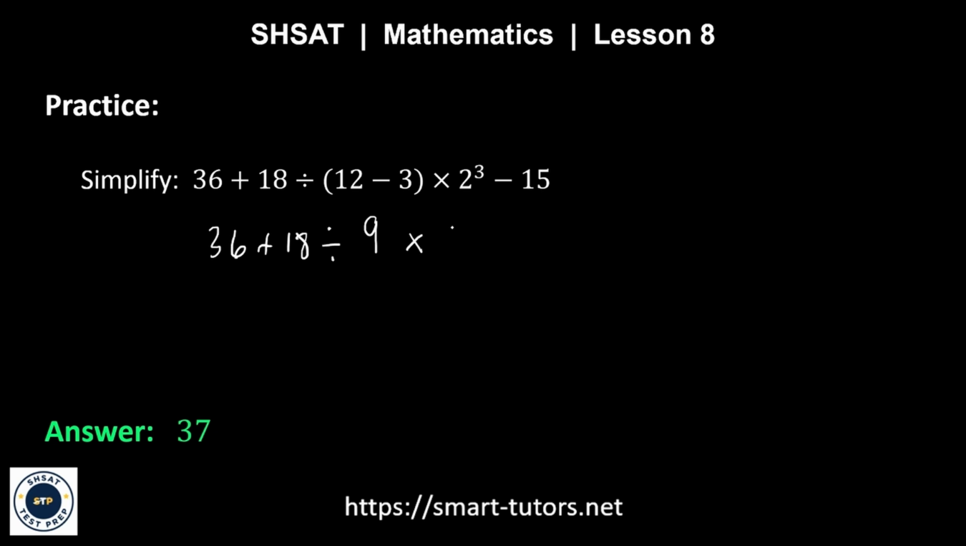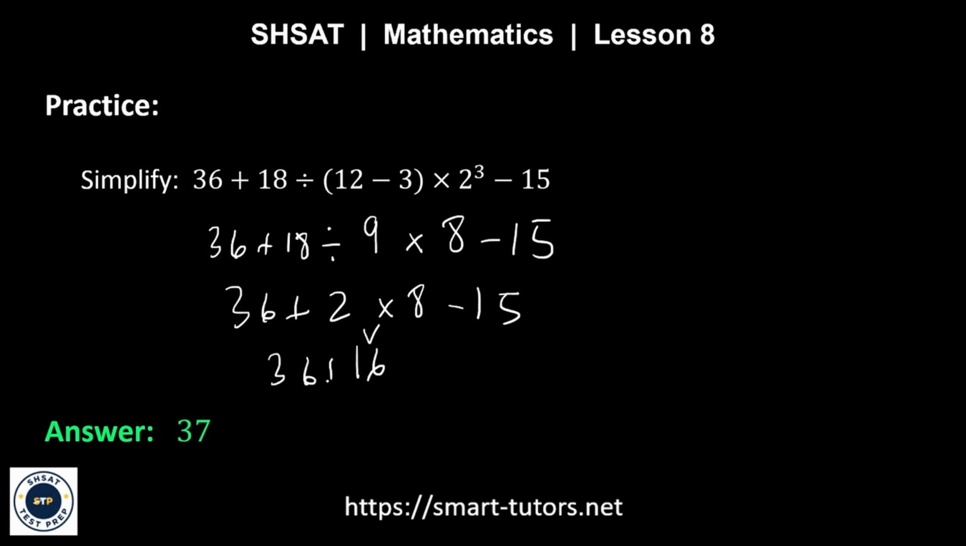So the way you should have done this is 12 minus 3 is 9, 2 to the third is 8, do the division, and that will give you 37.